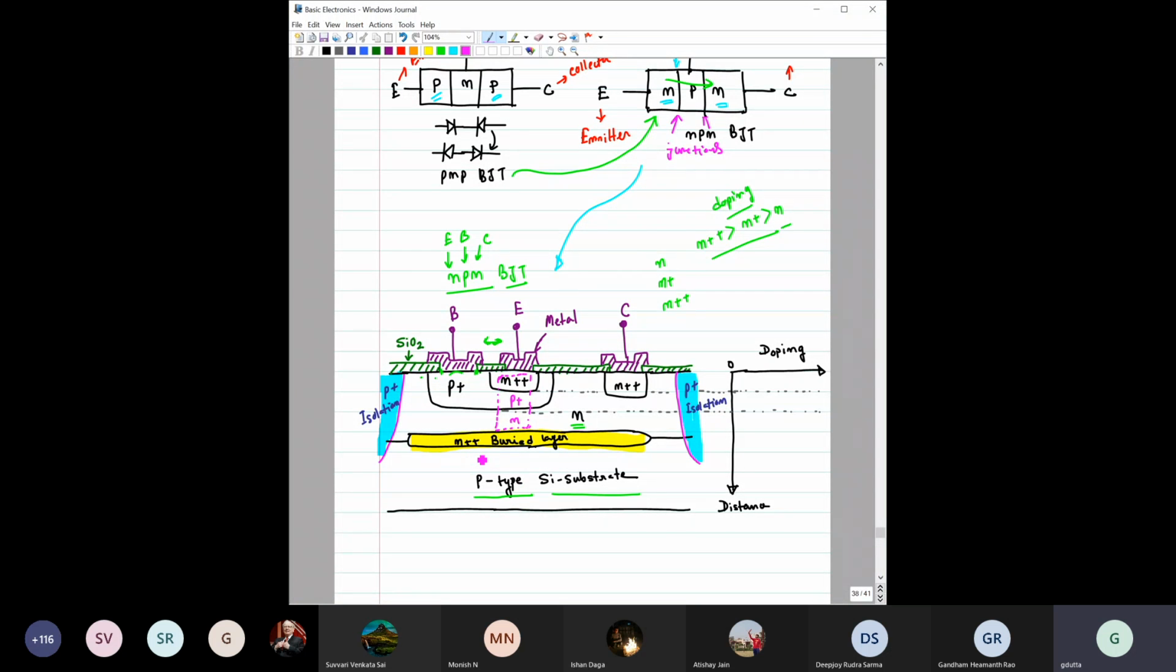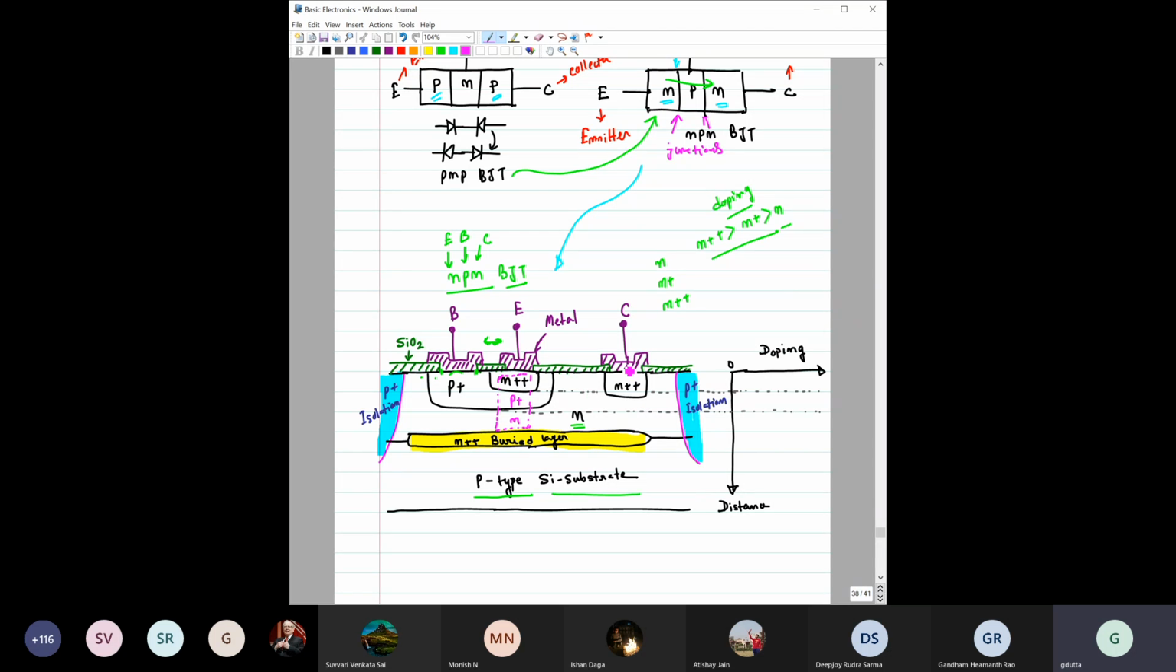So you understand, broadly, why this N plus plus buried layer is being used. If the electrons are coming from here, this N region is not heavily doped, so it has a higher resistance. If there is some region where the resistance is lower, then the current will take that path and go out from this collector. That is the thing which has been used.